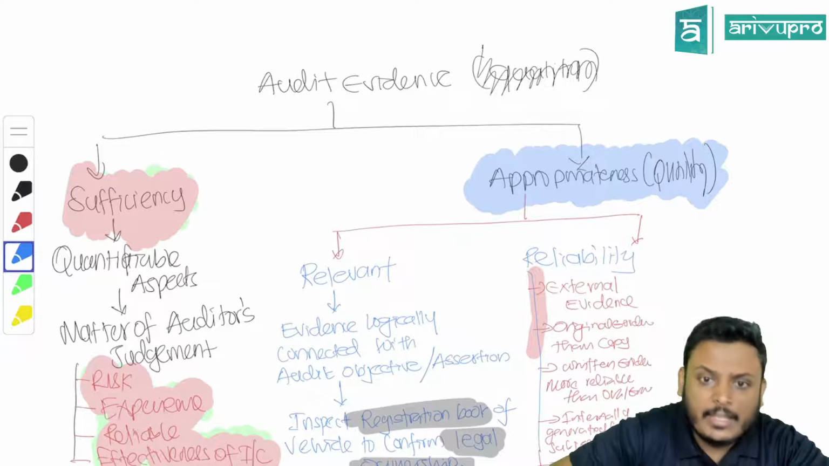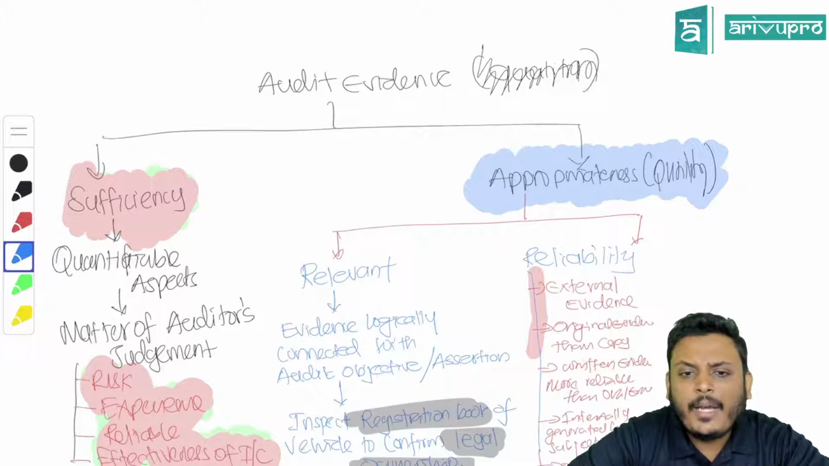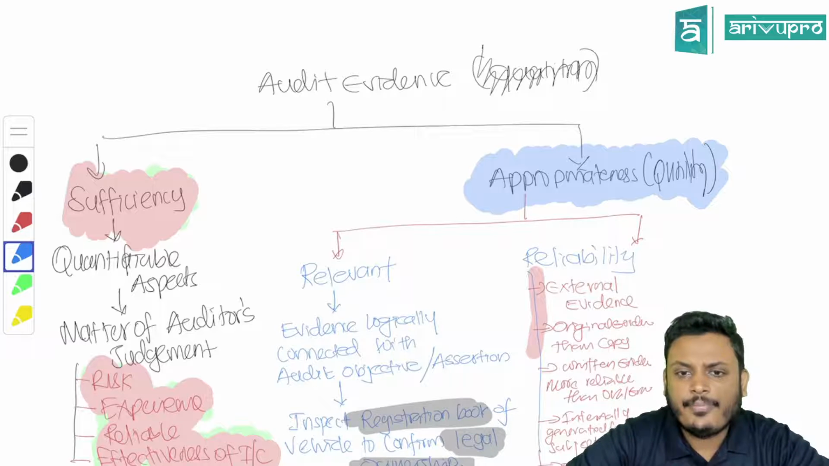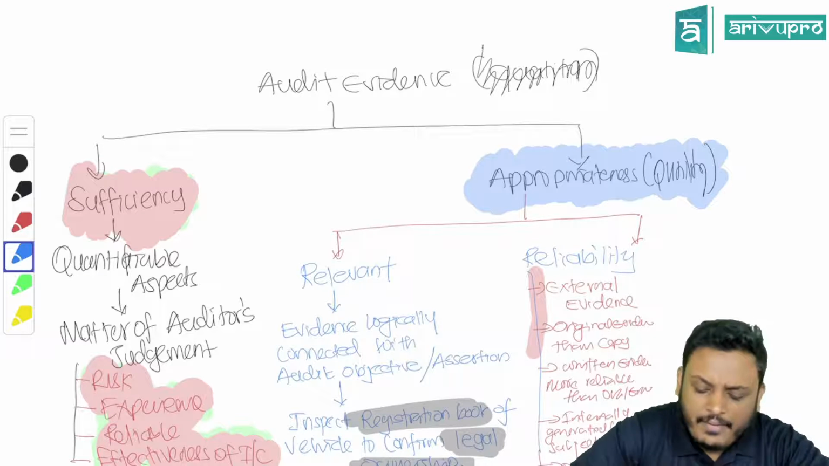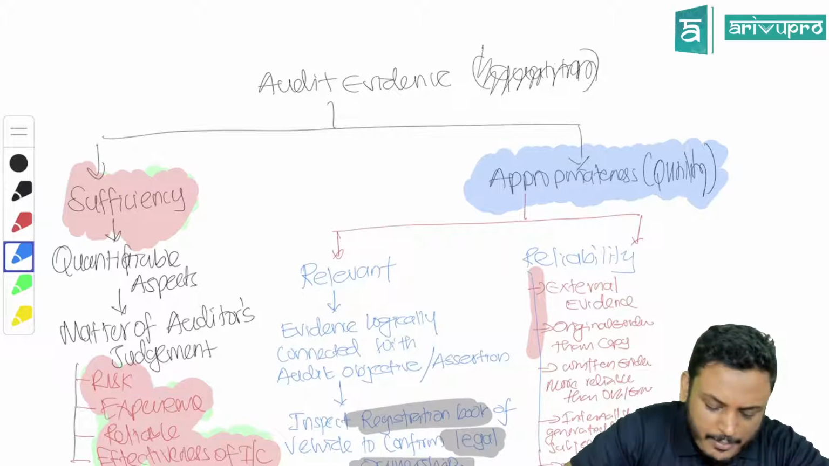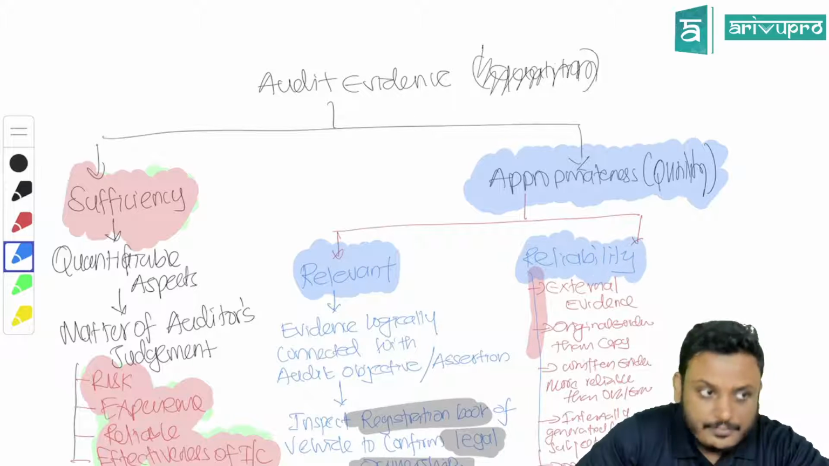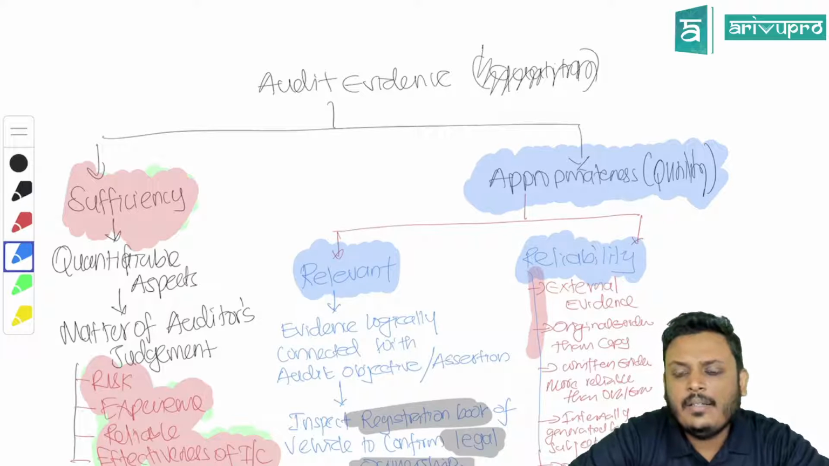Now let's come to the term appropriateness. Appropriateness of audit evidence simply means quality evidence. Simply I can call it quality evidence. So the quality evidence, appropriate evidence, can be relevant and reliable. When evidence is relevant and reliable, that is what we call appropriateness.